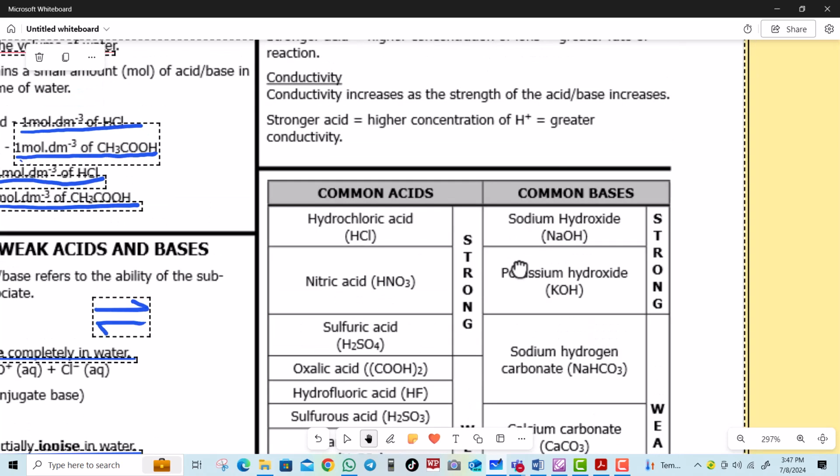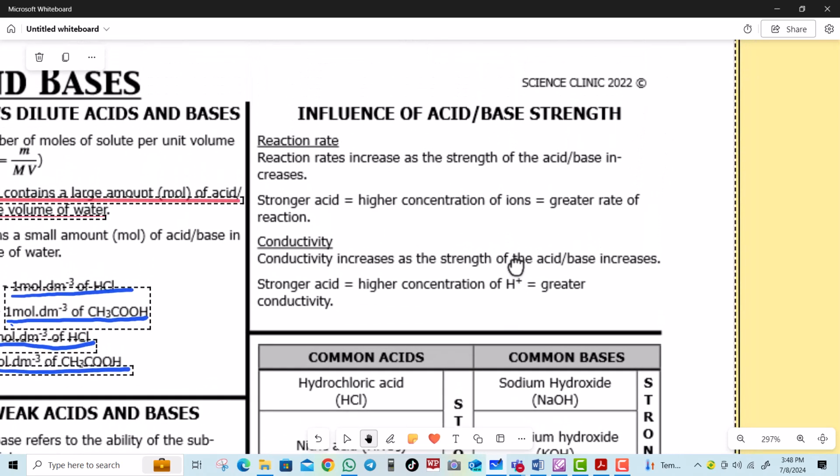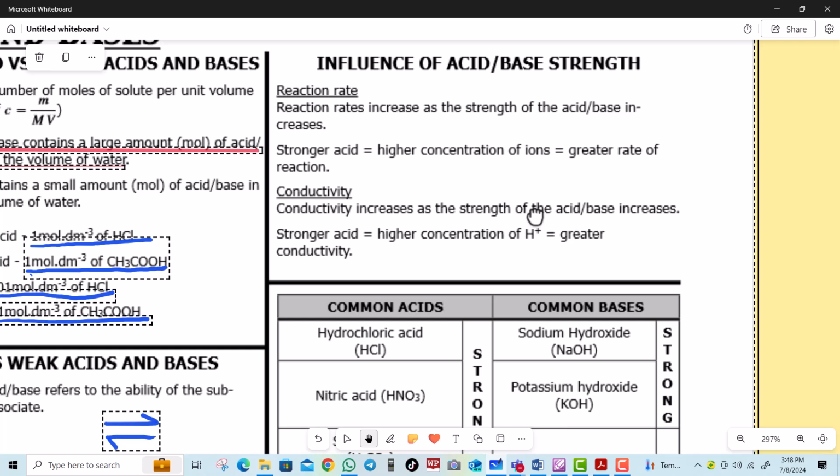Now here we have the influence of acid and base strength. Note that reaction rates increase as the strength of the acid or base increases. If the acid or base is very strong, the rate is going to increase for that reaction. A stronger acid means a higher concentration of ions, also leading to a greater rate of the reaction.